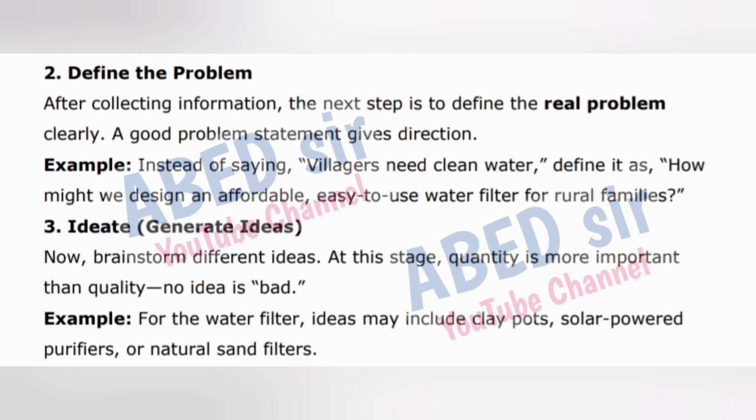3. Ideate, generate ideas. Now, brainstorm different ideas. At this stage, quantity is more important than quality, no idea is bad. Example, for the water filter, ideas may include clay pots, solar-powered purifiers, or natural sand filters.